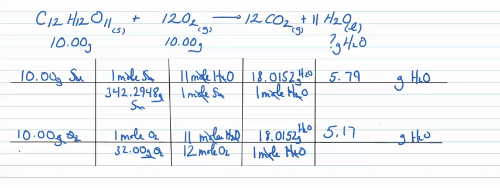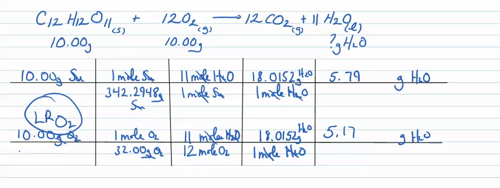Okay. Well, clearly there's a difference there. We have less water being produced by the 10 grams of oxygen than we do by the sucrose. So what does that mean about our limiting reactant? Which one is it? Oxygen is the limiting reactant, because it gets used up first. Exactly. So we'll call that the limiting reactant.